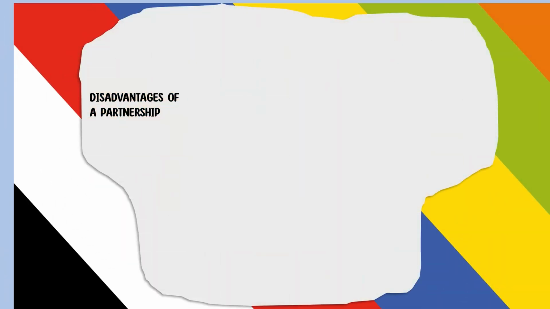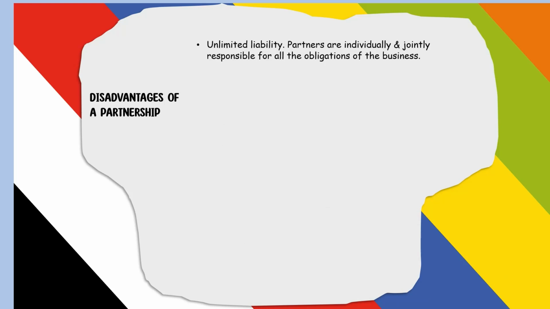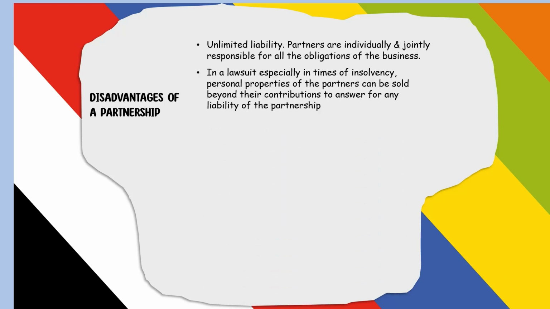And the disadvantages or the cons of a partnership are unlimited liability. In here, partners are individually and jointly responsible for all the obligations of the business. In a lawsuit, especially in times of insolvency, personal properties of the partners can be sold beyond their contributions to answer for any liability of the partnership.